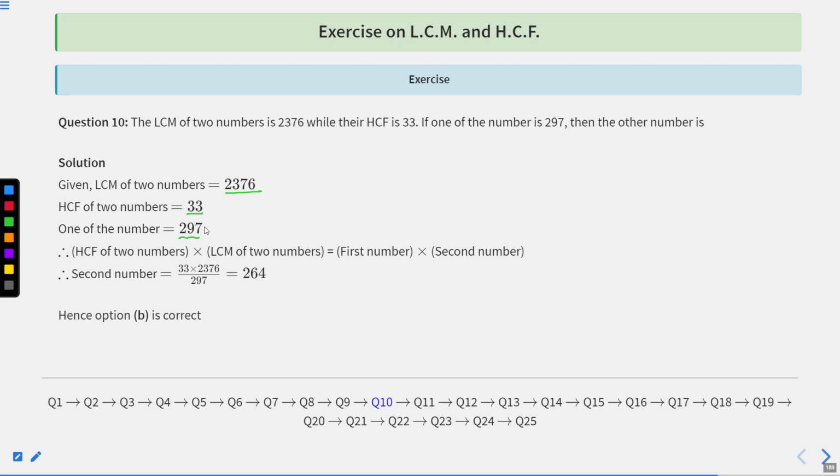297. So we know that HCF of two numbers into LCM of two numbers is equal to first number into second number. And HCF is known, LCM is also known, the first number is also known. We don't know the second number. So we have 4 quantities here, out of which one is unknown and the other 3 are known. So we can easily find the fourth quantity. Therefore the second number will be 33 times 2376 upon 297, which is equal to 264. So the correct option here is option B.